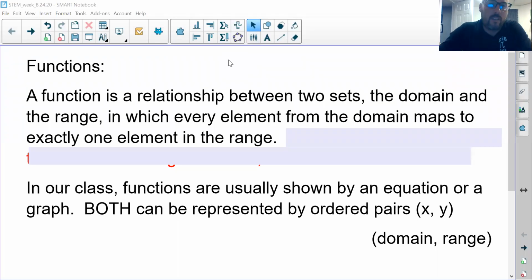Hello, everybody. So we are talking about functions today, starting off with a very important topic.